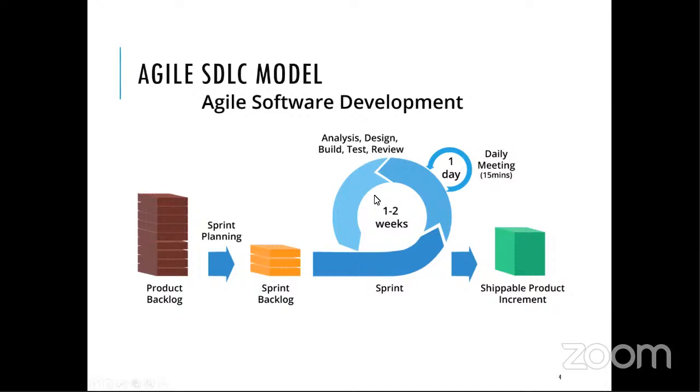In the sprint time, they will analyze, design, build the code, test it, and review it. All these things happen in a single period of time, like 7 days or 15 days. And on top of that, early in the morning, in the first hour, the leads of all the different department teams come together, either virtually or physically in the office, and have a discussion about the piece of code development.